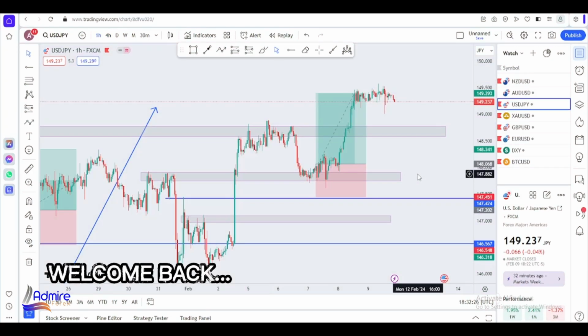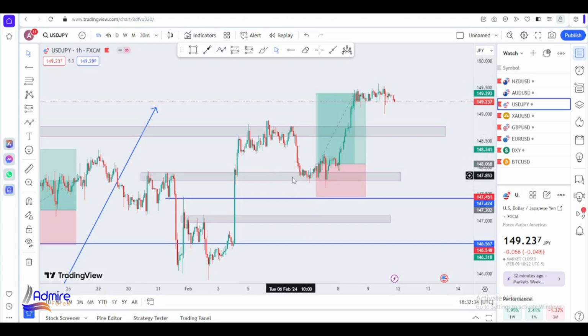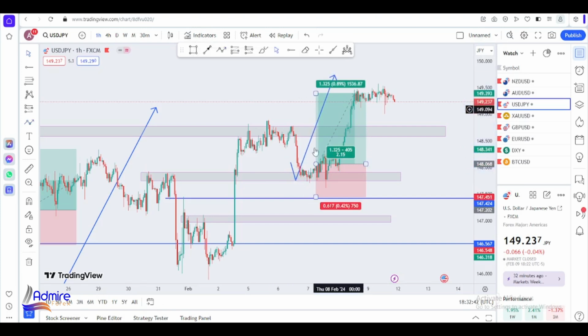Okay, welcome back, you guys. I hope you saw how well we were able to predict USD JPY with precision. This was the exact zone we were looking out for. This gray zone was the exact zone we were looking for price to come into and push to the upside, which is what you guys saw happen.